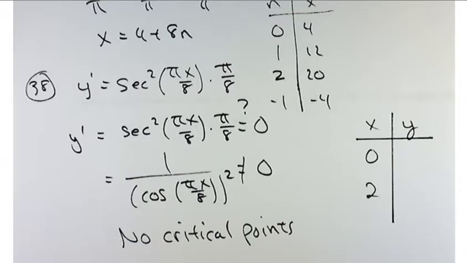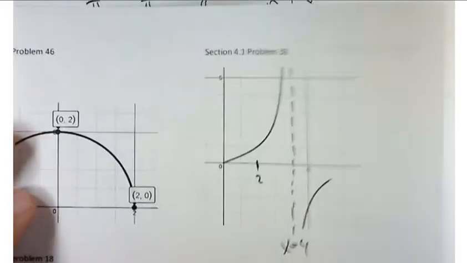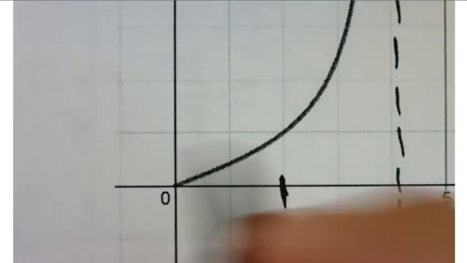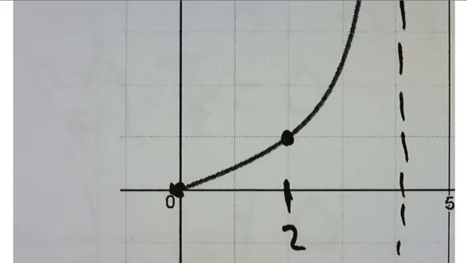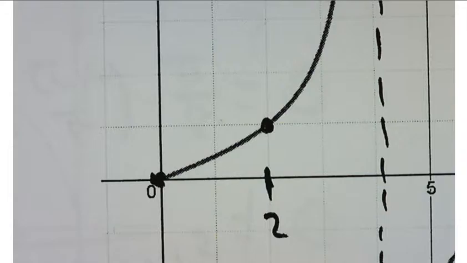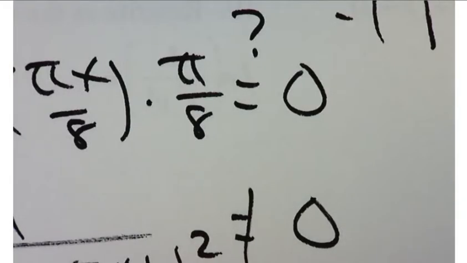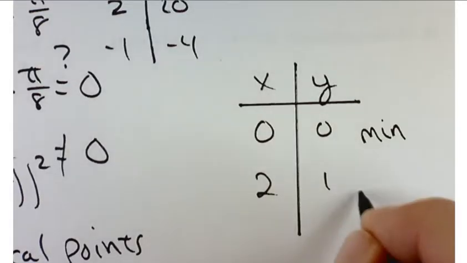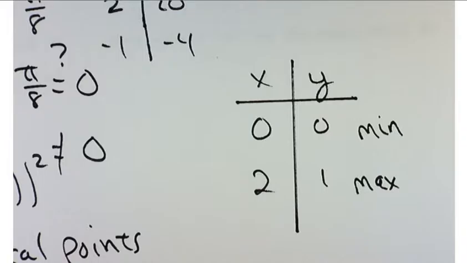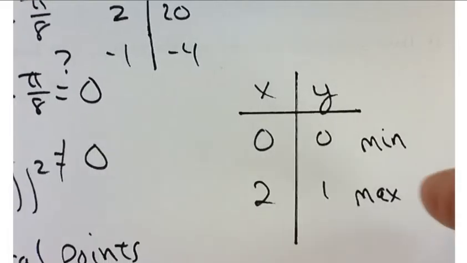Now, I'm not going to take the time here to evaluate it on your calculator. I think you can see with the values right here. At x equals 0, tangent of 0 is 0. At x equals 2, you end up with the tangent of pi over 4. Tangent of pi over 4 is 1. So there's your two extreme values. There's your min. There's your max. Cool. Don't overlook the value of your calculator in working on these types of problems.